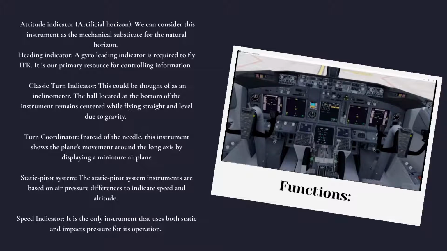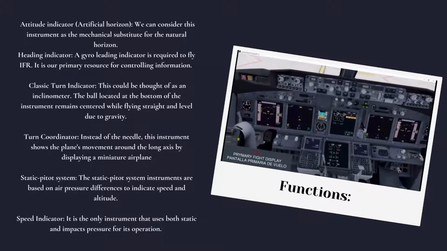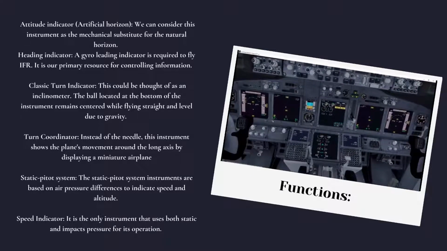Classic turn indicator. This could be thought of as an inclinometer. The ball located at the bottom of the instrument remains centered while flying straight and level due to gravity. If the turning forces are unbalanced, the ball will roll in the direction of the excessive force, indicating a skid or slip. At the same time, another mark shows the turn rate, allowing us to see if we are making a standard turn or not.